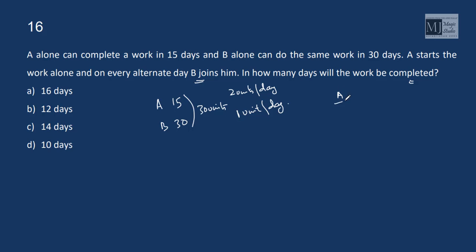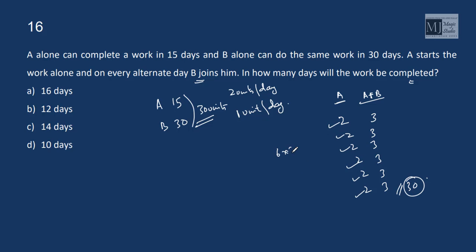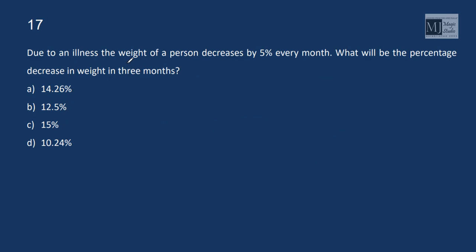So every first day A is working alone and every next day A and B both are working. That means on every odd day 2 units are produced, and on the next day 2 plus 1, 3 units are produced, and the total we need is 30 units. So 2 plus 3 is 5, 10, 15, 20, 25, and here we get 30. So 1, 2, 3, 4, 5, 6. 6 into 2 is 12 days. In how many days will the work be completed? 12 days.